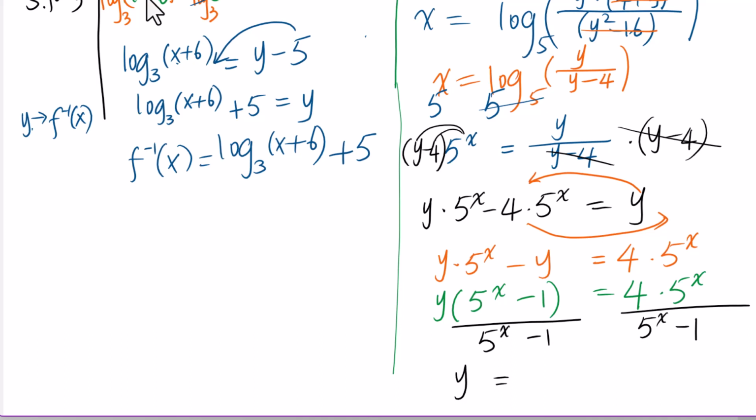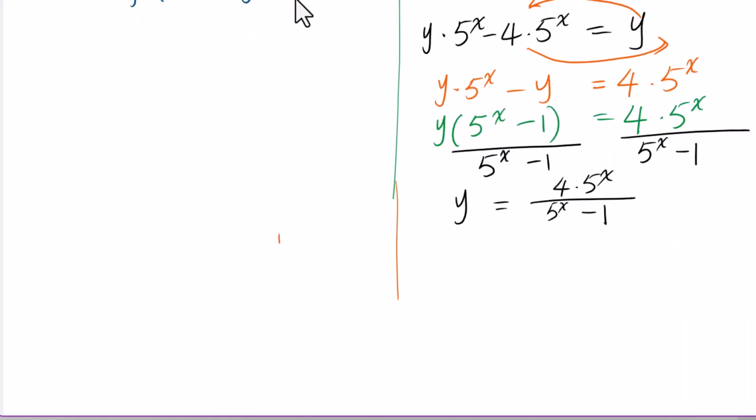Y equals 4 times 5 to the x power over 5 to the x power minus 1. Last step, we need to change y into inverse function symbol. Inverse of f of x equals 4 times 5 to the x power over 5 to the x power minus 1.